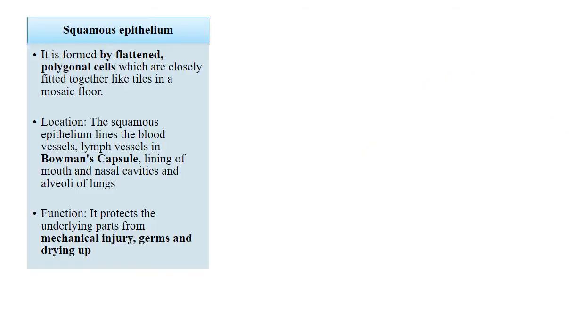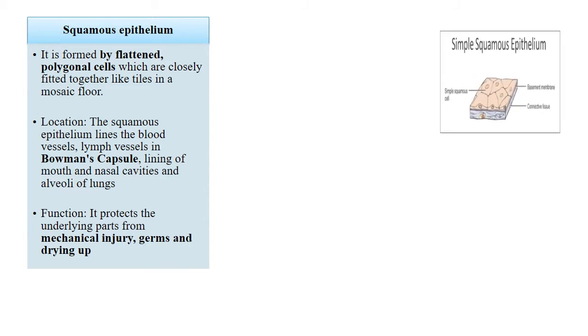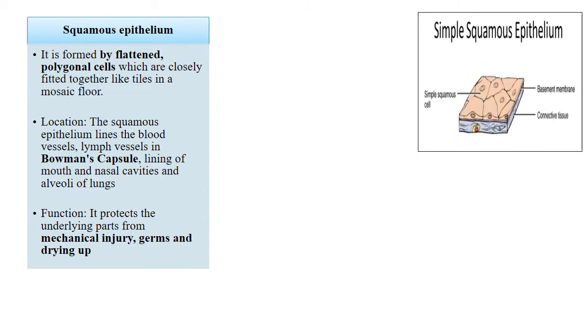Squamous epithelium. It is formed by flattened polygonal cells which are closely fitted together like tiles in a mosaic floor. Location. The squamous epithelium lines the blood vessels, lymph vessels, Bowman's capsule, lining of mouth and nasal cavities, and alveoli of lungs. Functions. It protects the underlying parts from mechanical injury, germs, and drying up.